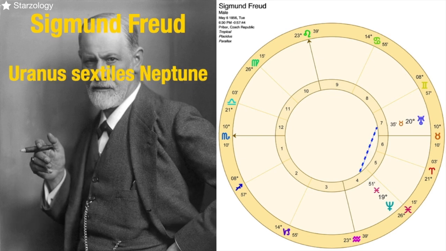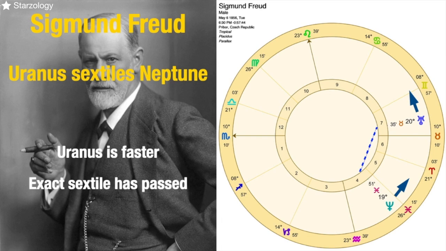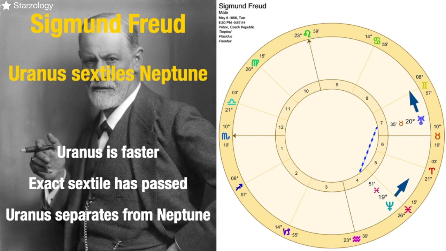He also has Uranus sextile Neptune. Neptune's direct, Uranus is direct. Now Uranus is faster than Neptune, and the exact sextile has passed because Uranus is at 20 and Uranus will go 21, 22, 23, whereas Neptune will only go 20, 21, and Uranus will move away faster. So Uranus is separating from the sextile to Neptune. So there's a lot to think about there. In general, aspects are either applying or separating, and that does give a different flavour to the aspect. And these are subtleties that a good astrologer will pay attention to.